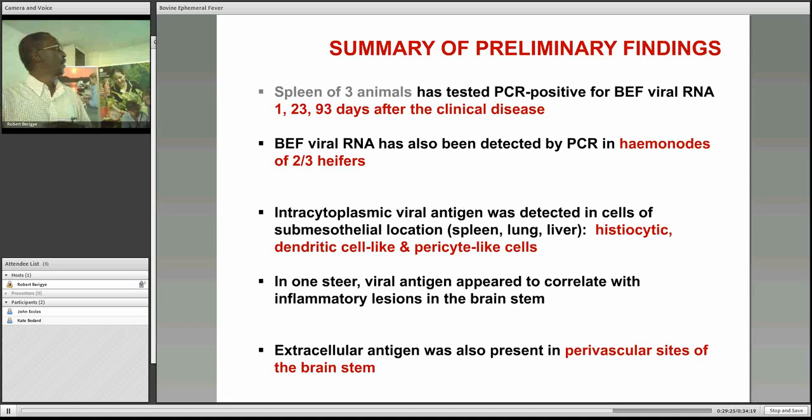So to summarize our preliminary findings, so far we have had 3 animals test PCR positive on the spleen on day 1, 23, and 93, like I was showing in my results. We have also had 2 animals test positive by PCR on the hemorrhoid.